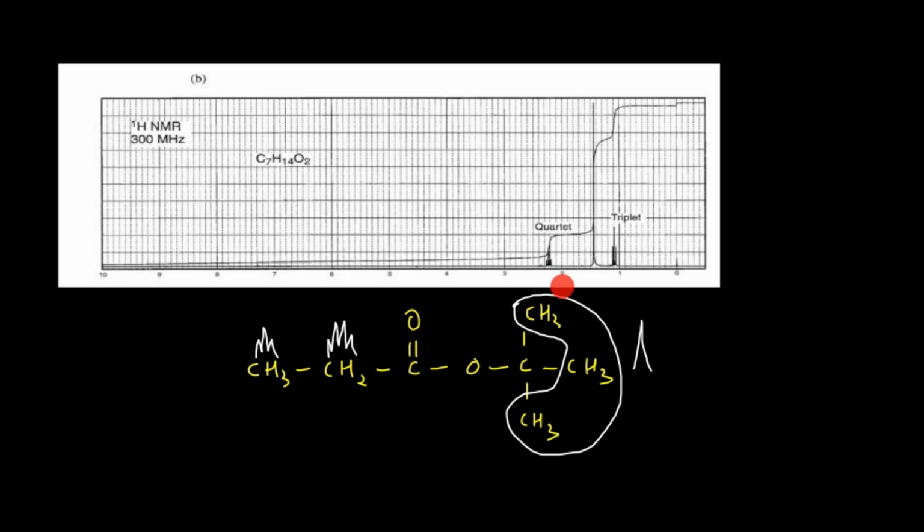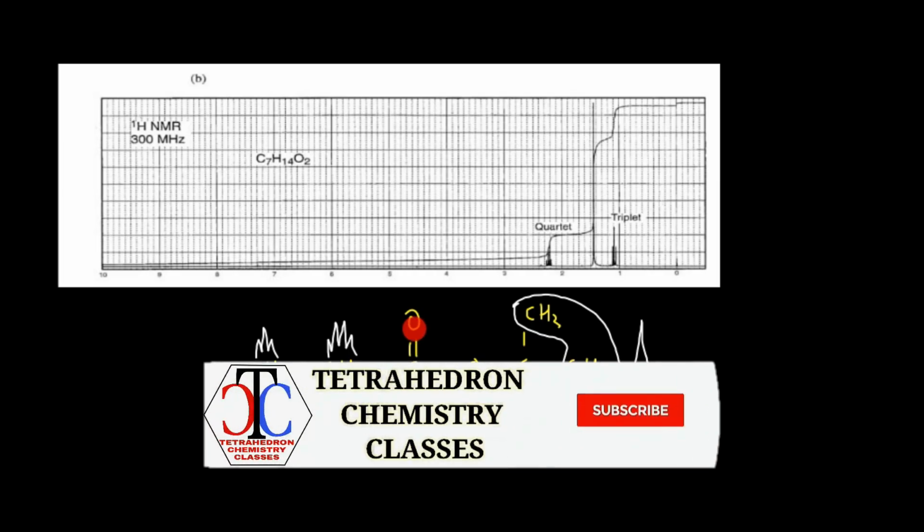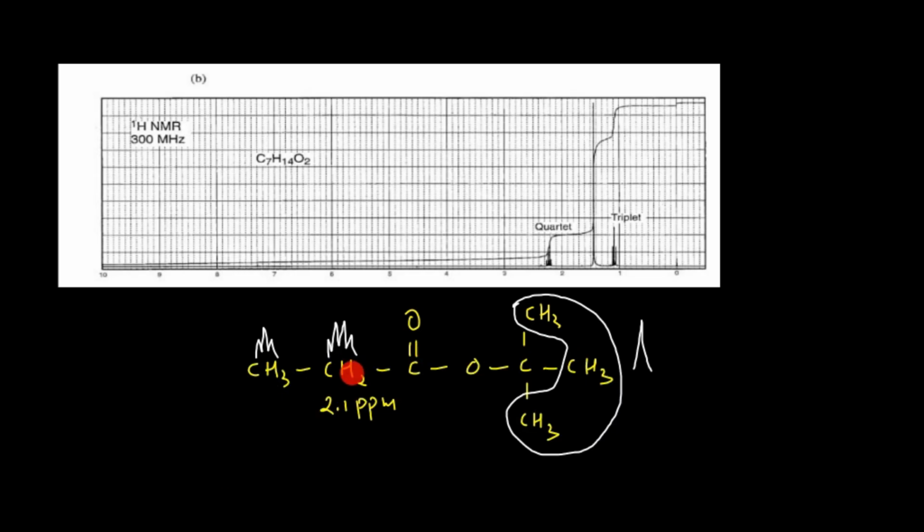So this quadrate is somewhere around 2.1 ppm. Quadrate is resonating at 2.1 ppm. So I'm writing 2.1 ppm for this one. And this is quite obvious because this carbon is directly connected with this electron withdrawing carbonyl group. So definitely it will be a little bit downfield. Okay. And then you are having this particular singlet.